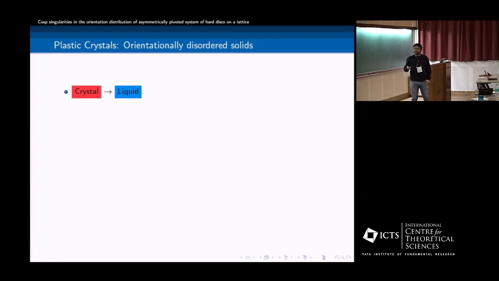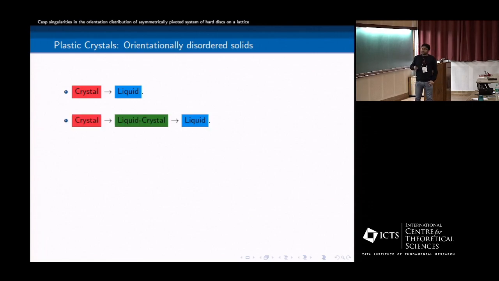It's a one-step transition. By crystal, I mean that if you have the constituents, the center of mass of the constituent occupies a lattice site, and they can also rotate. The direction, for example, is ordered in a certain direction. So that is a crystal. Here the translation symmetry as well as the rotational symmetry is broken. So you can have a one-step transition.